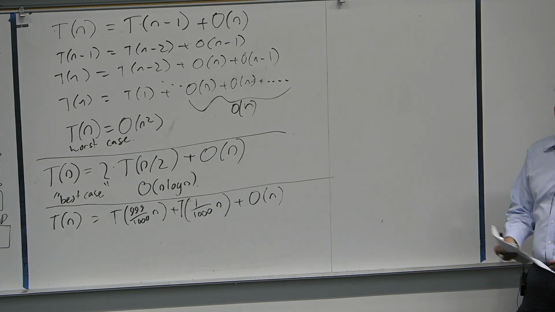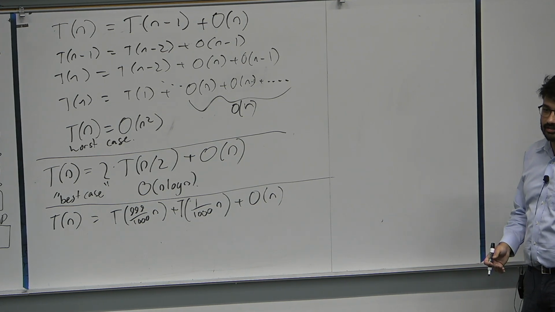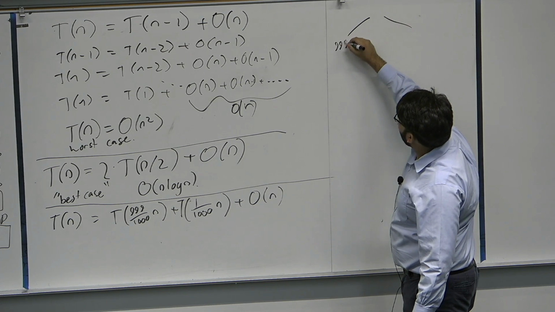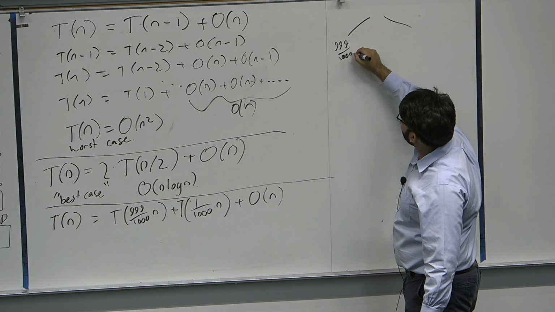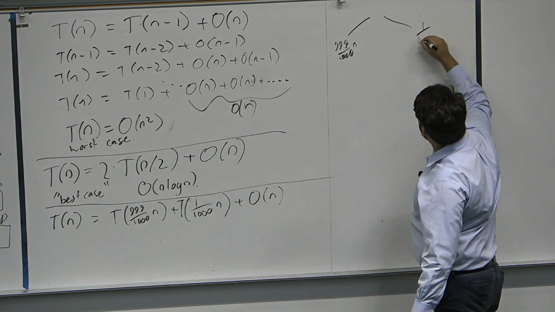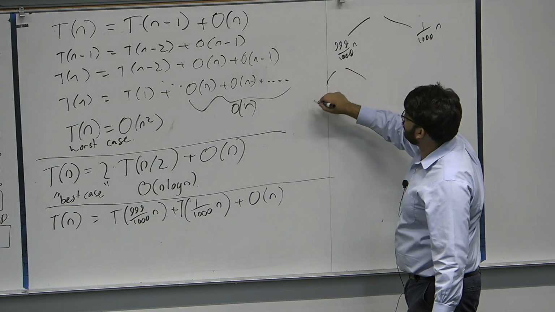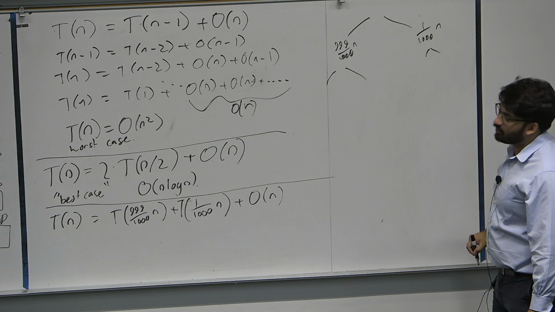So basically what we're going to do is repeat the proof of the master theorem, essentially, right? We're going to have a subproblem here of 999 over 1000 n. And then this is going to be 1 over 1000 n. And then this is going to be something squared of that, and this is going to be something of that, and so on, right?